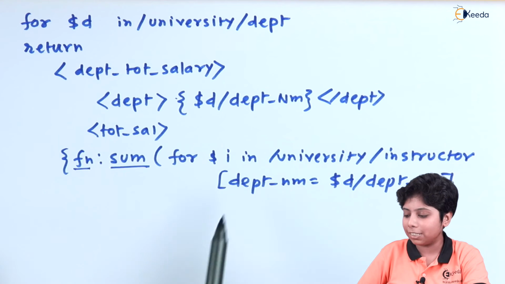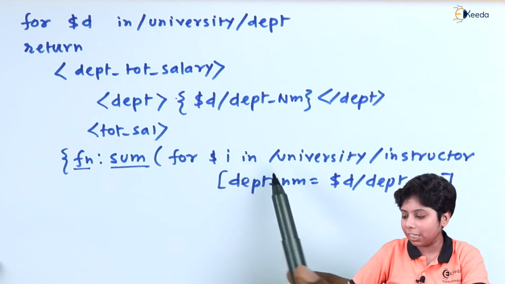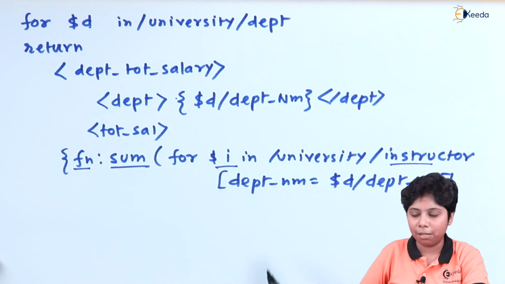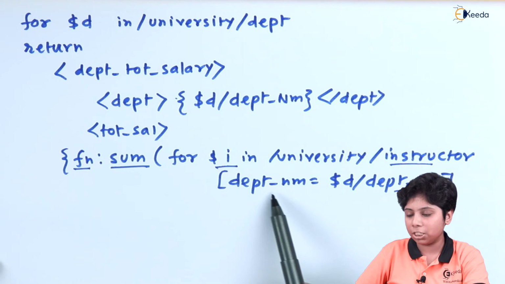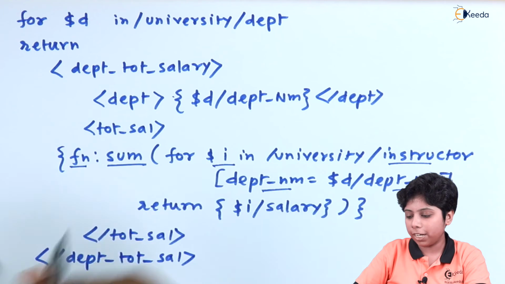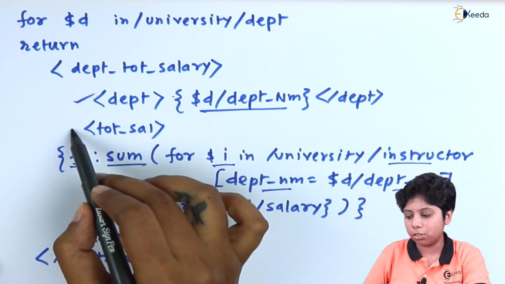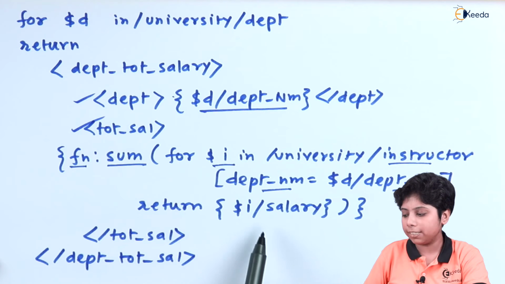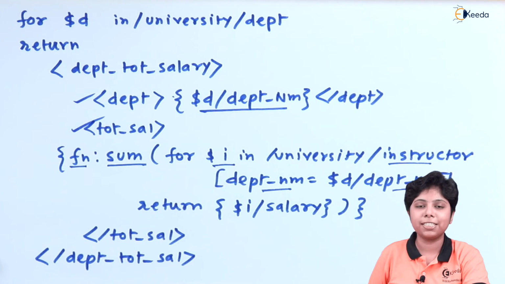First let us look at the sum function, where I am selecting the instructor from the instructor element where the department name matches with the department name of the department relation, and now I am calculating the summation of the salary of each of the instructors that belong to the same department name. So the first tag will give me the department name, and the next total sal tag gives me the salary of each of the departments, summing it up using the aggregate function sum.